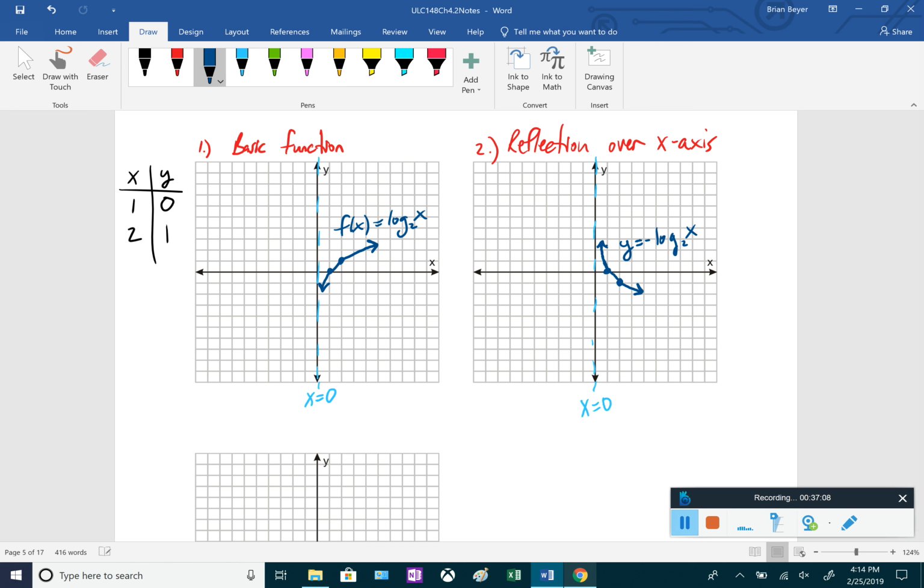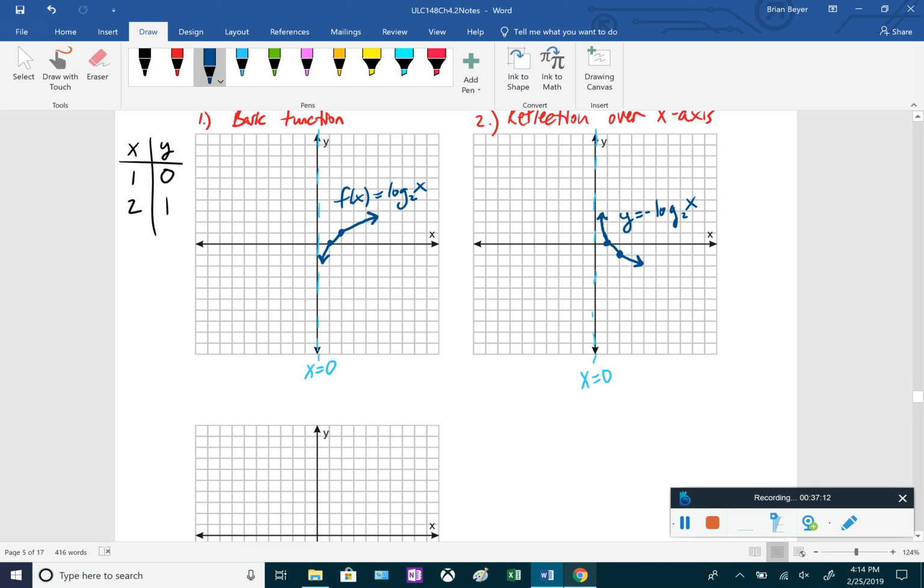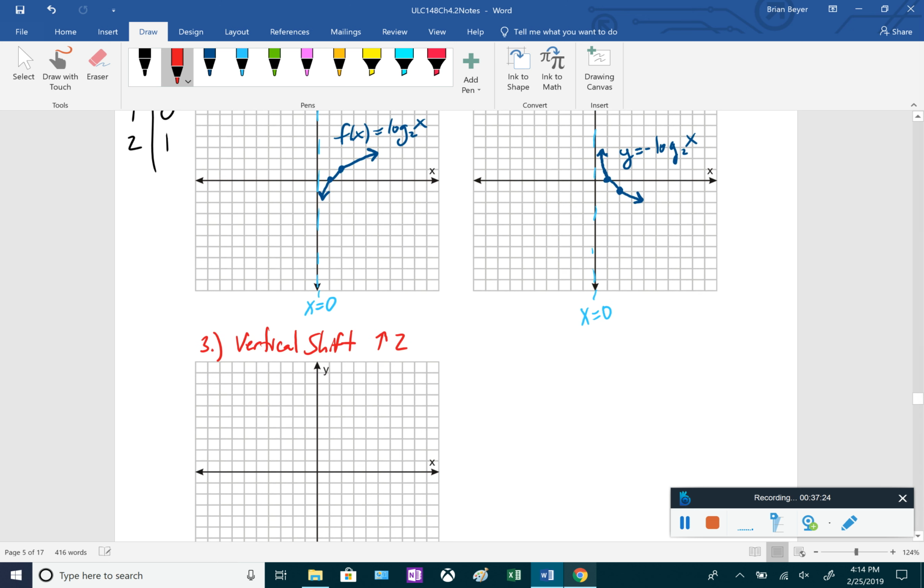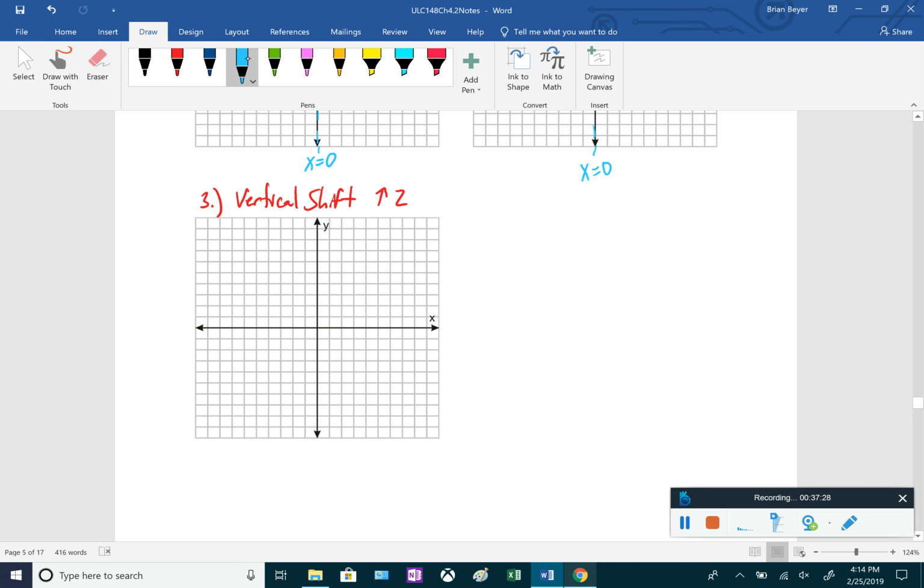And lastly, actually, we check for a vertical shift. There is a vertical shift. We have the plus 2. So for this last graph down here, our final answer, it's going to be the vertical shift, which is everything gets moved up 2 units. So we go to that previous graph and we move everything up 2 units. The vertical asymptote is going to stay the same. So still a vertical asymptote at x equals 0.